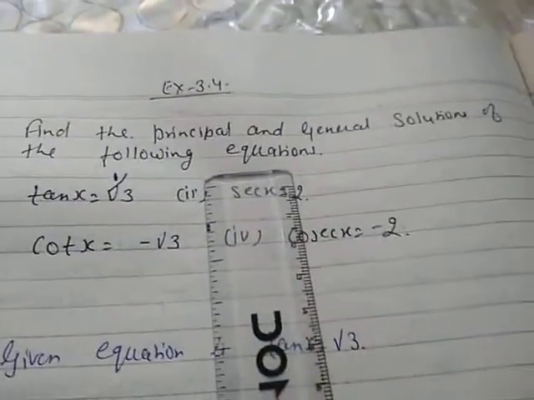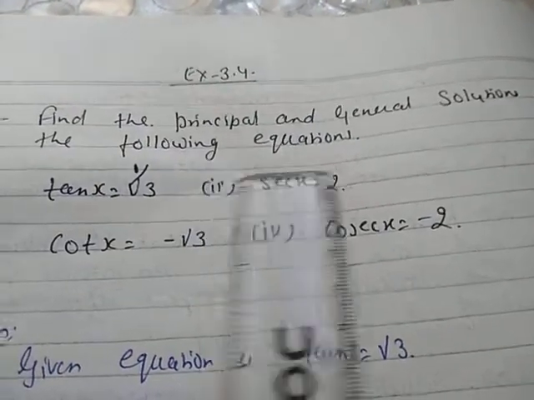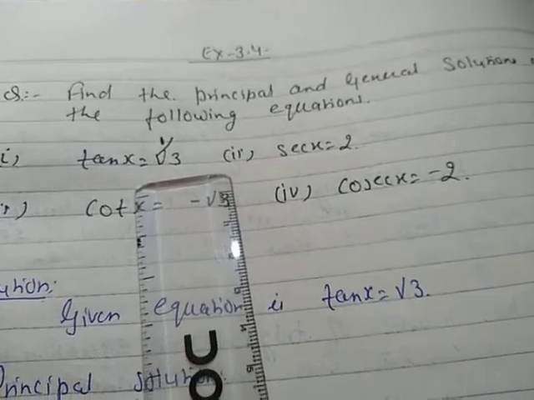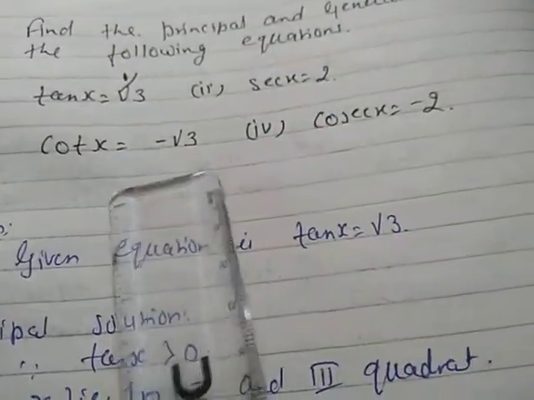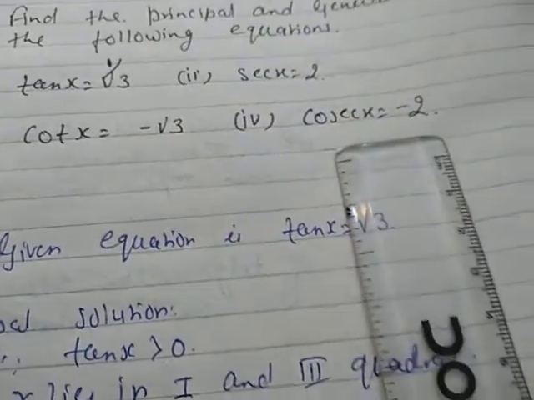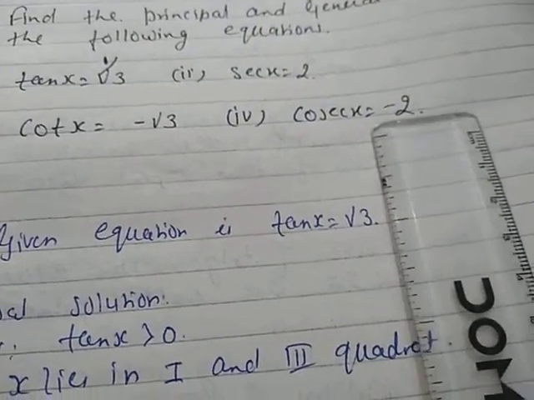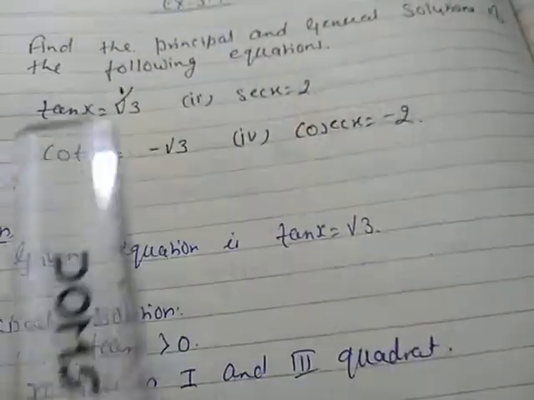Let's start questions based on these formulas. Now, the first question, children: find the principal and general solution of the following equations. Tan x is equal to 1 by root 3, sec x is equal to 2, cot x is equal to minus root 3, and cosec x is equal to minus 2. We need to find out the value of x for the following equations.